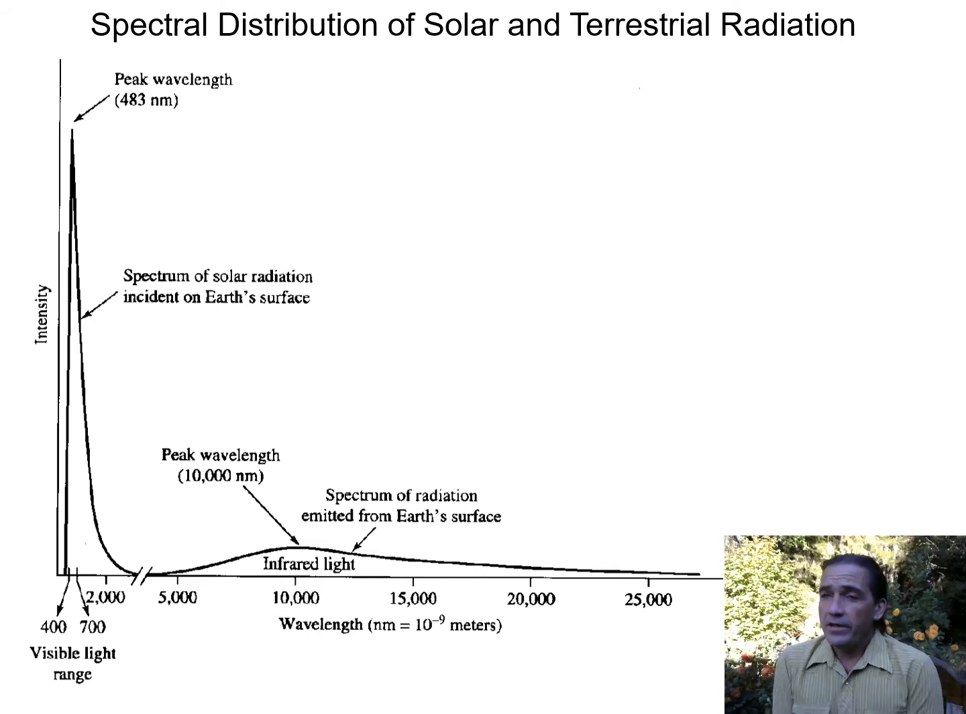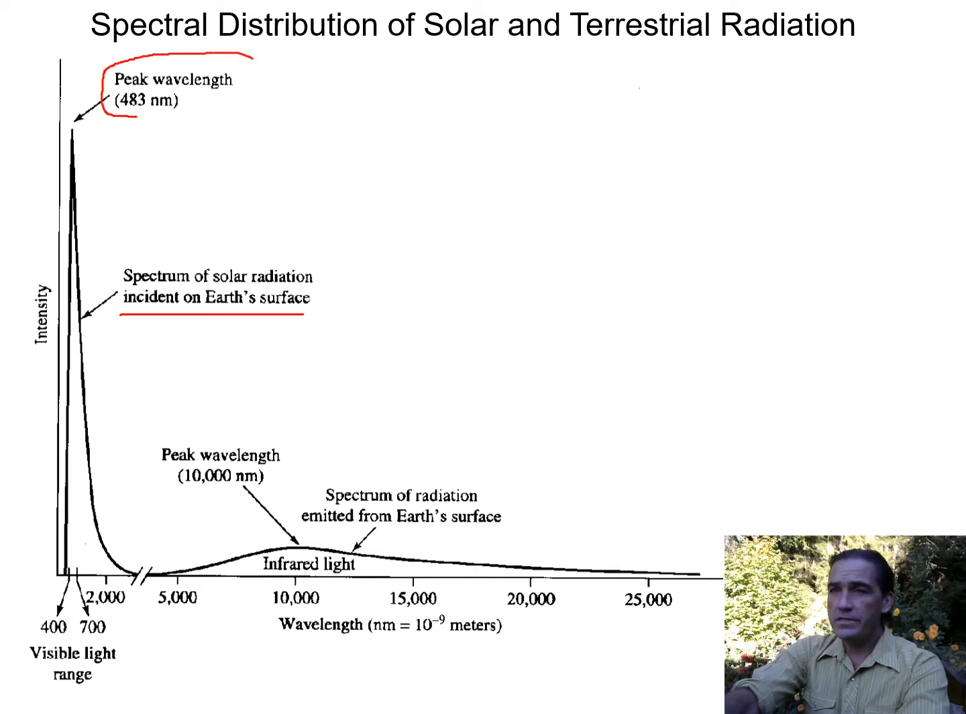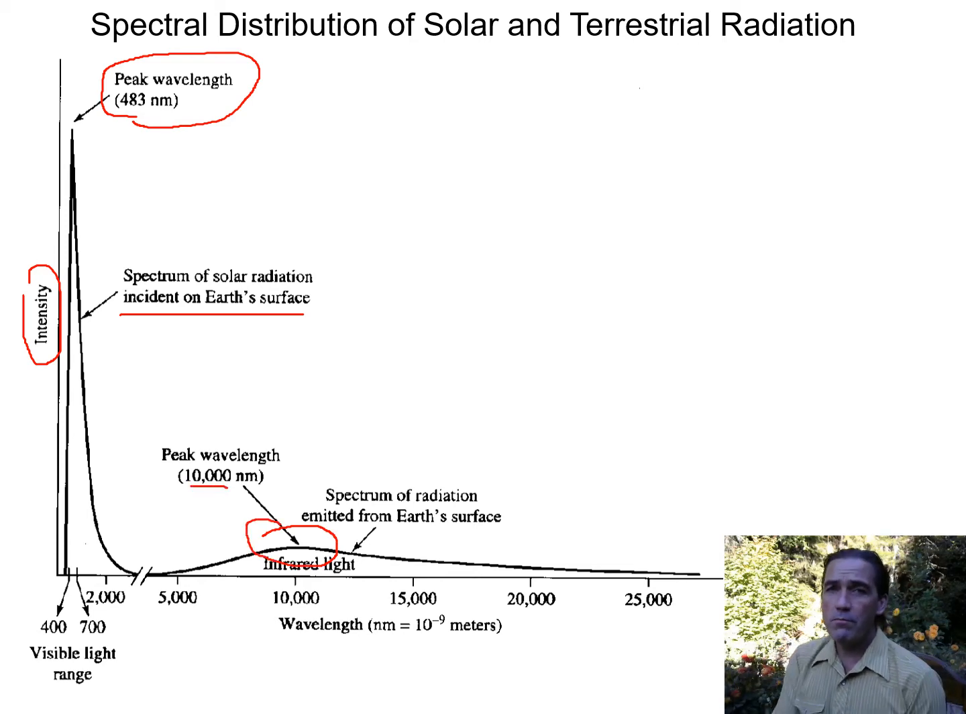So before we do our calculation, let's look at what's actually measured in terms of what's coming in and hitting the Earth's surface. So this figure is saying that the peak intensity is at 483 nanometers, and the peak intensity with respect to what's going out is about 10,000. So I want you to remember both of these numbers as we do our calculations.